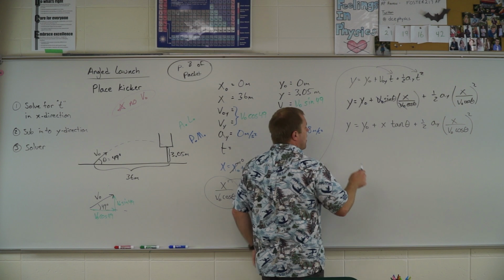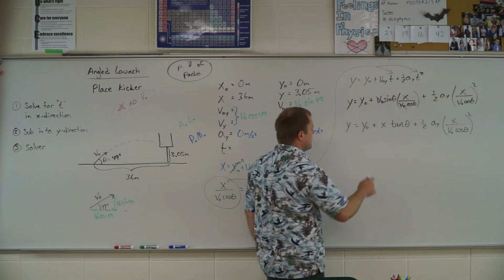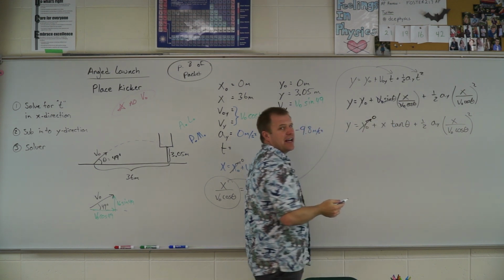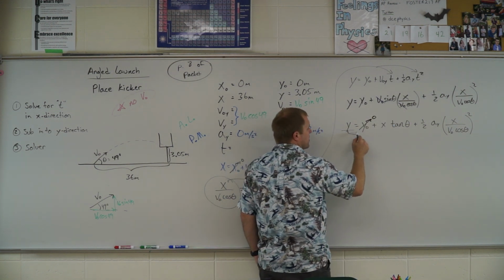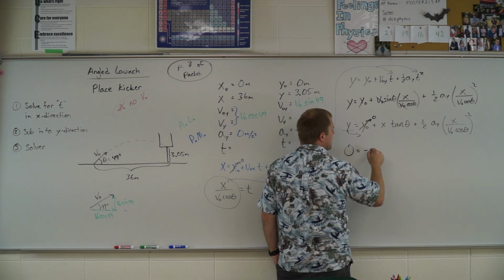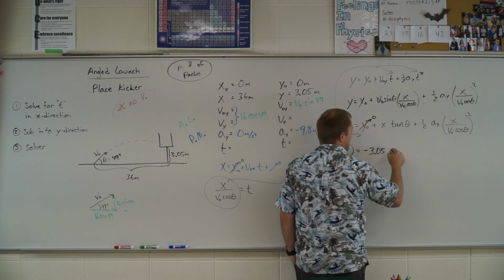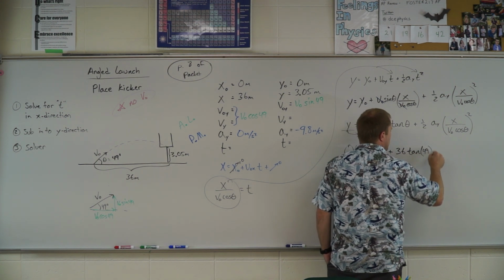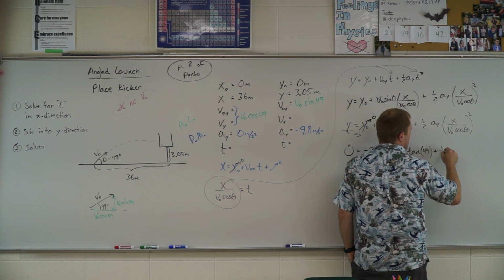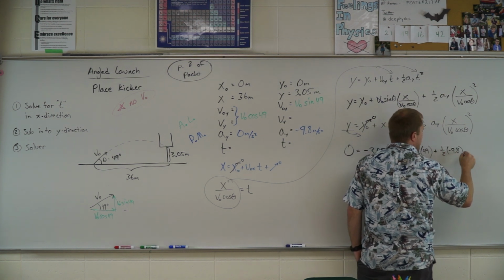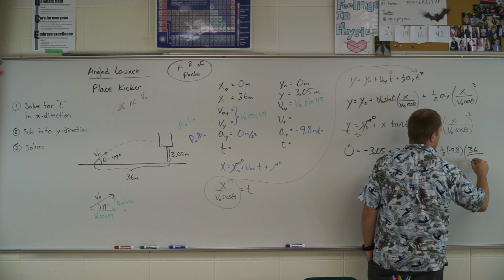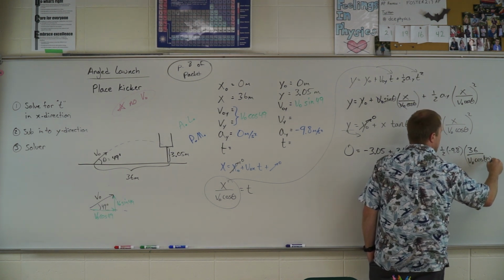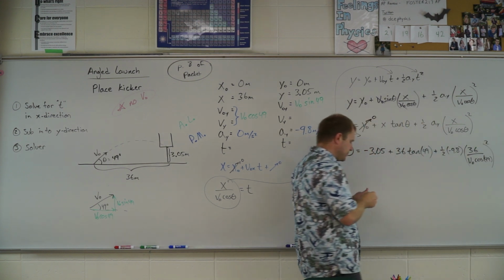Okay. So in order to use the older version of the calculator, I need to have everything on one side so it's 0 equals. So let's go ahead, crossing out that 0, and move this y over to the other side. So now I have 0 is equal to negative 3.05 plus x, which was 36, times the tangent of 49, plus 1/2 times negative 9.8 times 36 divided by v0, which I'm looking for, cosine of 49, quantity squared.